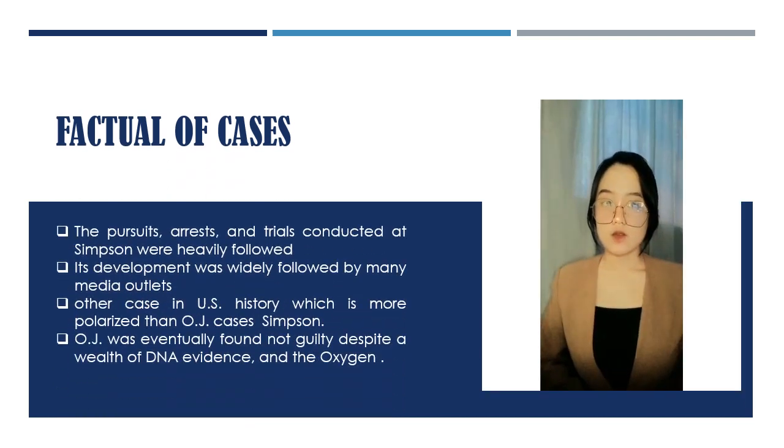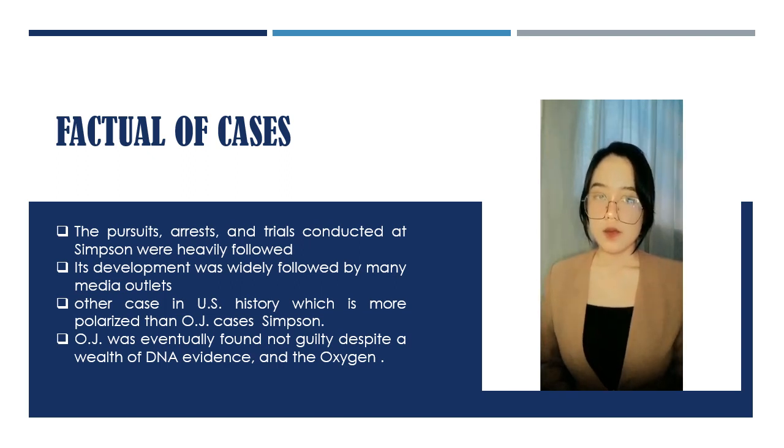The murder case of O.J. Simpson is a criminal trial held in Los Angeles Superior Court. The case involves two murder charges over the deaths of his ex-wife Nicole Brown Simpson and friend Ron Goldman. On the morning of June 12, 1994, Brown and Goldman were stabbed to death outside a condominium in the Brentwood neighborhood of Los Angeles.